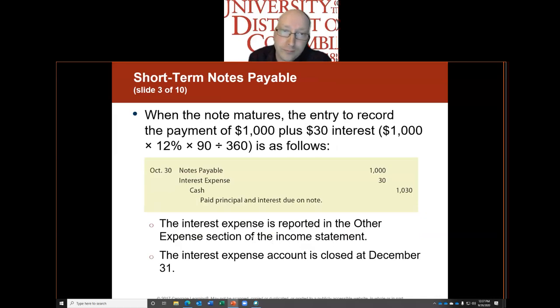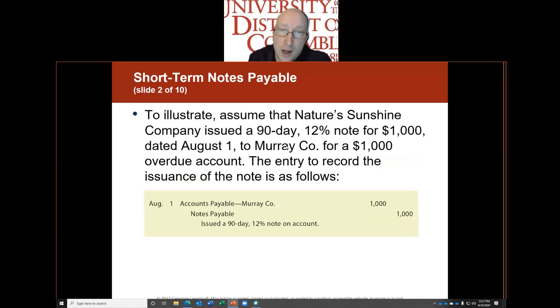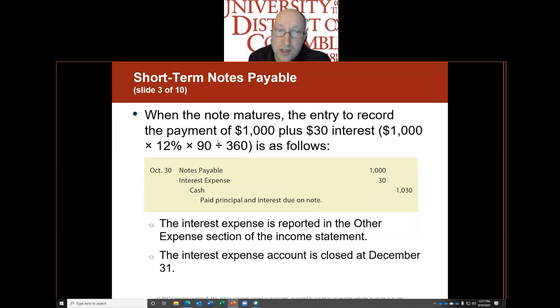So when the note matures, in other words, when the loan is due, the payment is $1,000 plus $30 interest. Why $30? Because we said that the interest on the note is 12% and it's for 90 days. So we take the 12% times the 90 days divided by 360. The reason why 360 is because there are only 360 days in a banking year. There are 5 bank holidays throughout the year. That's why it's 360 and not 365.